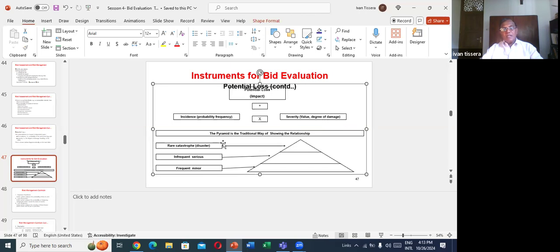The pyramid is the traditional way of showing the relationship. Rare, catastrophe, disaster, infrequent, serious, frequent, minor. So if it is minor, rare is very small, very frequent is very high. We can understand just from this diagram.